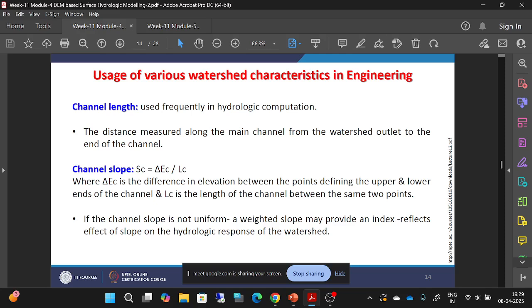Then we have the channel length, which is used frequently in hydrologic computation. So the distance measured along the main channel from the watershed outlet to the end of the channel. So that is also considered. Then we also have the channel slope, okay, which is calculated by this equation that has been given. So if it is not uniform, a weighted slope may provide an index which reflects the effect of slope on the hydrologic response of the watershed.